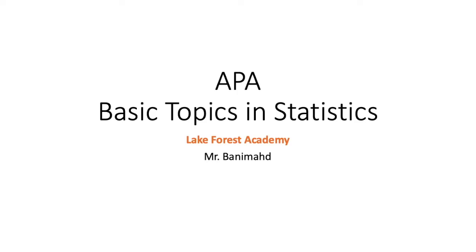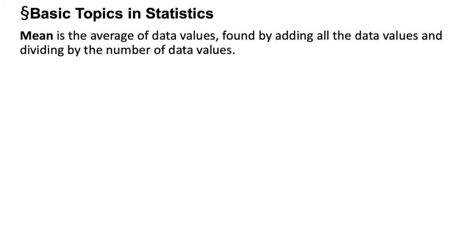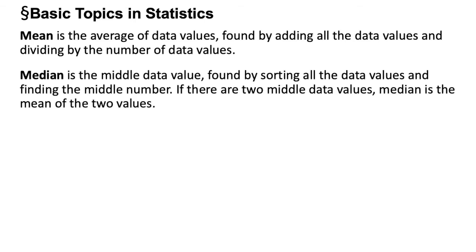Basic topics in statistics. Mean is the average of data values found by adding all the data values and dividing by the number of data values. Median is the middle data value found by sorting all the data values and finding the middle number. If there are two middle data values, median is the mean of the two values.